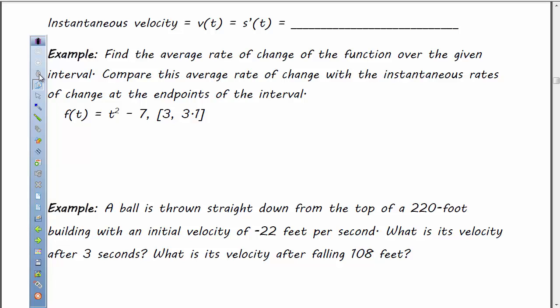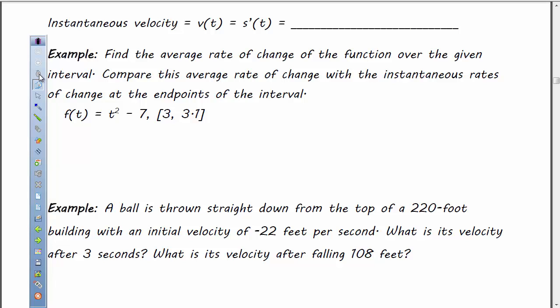A ball is thrown straight down from the top of a 220-foot building with an initial velocity of negative 22 feet per second. What is its velocity after 3 seconds? What is its velocity after falling 108 feet?